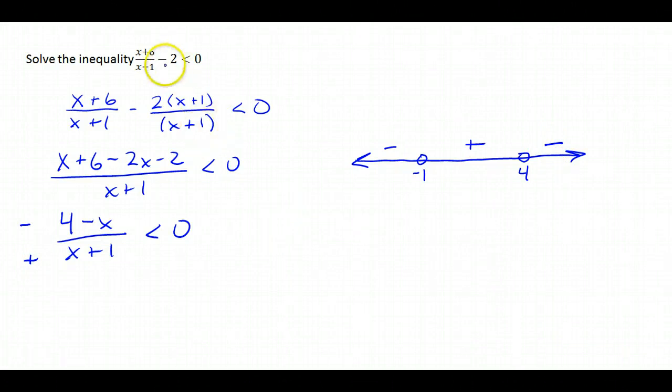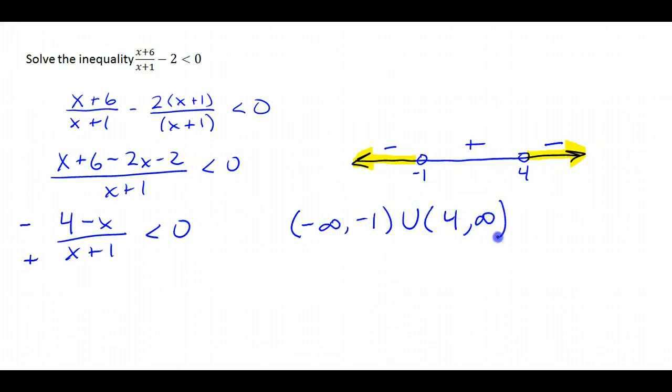So remember that we want this original expression to be less than 0. So I'm going to highlight all the places where the whole thing is negative. And in interval notation, that means we're going to go from negative infinity to negative 1, and 4 to positive infinity.